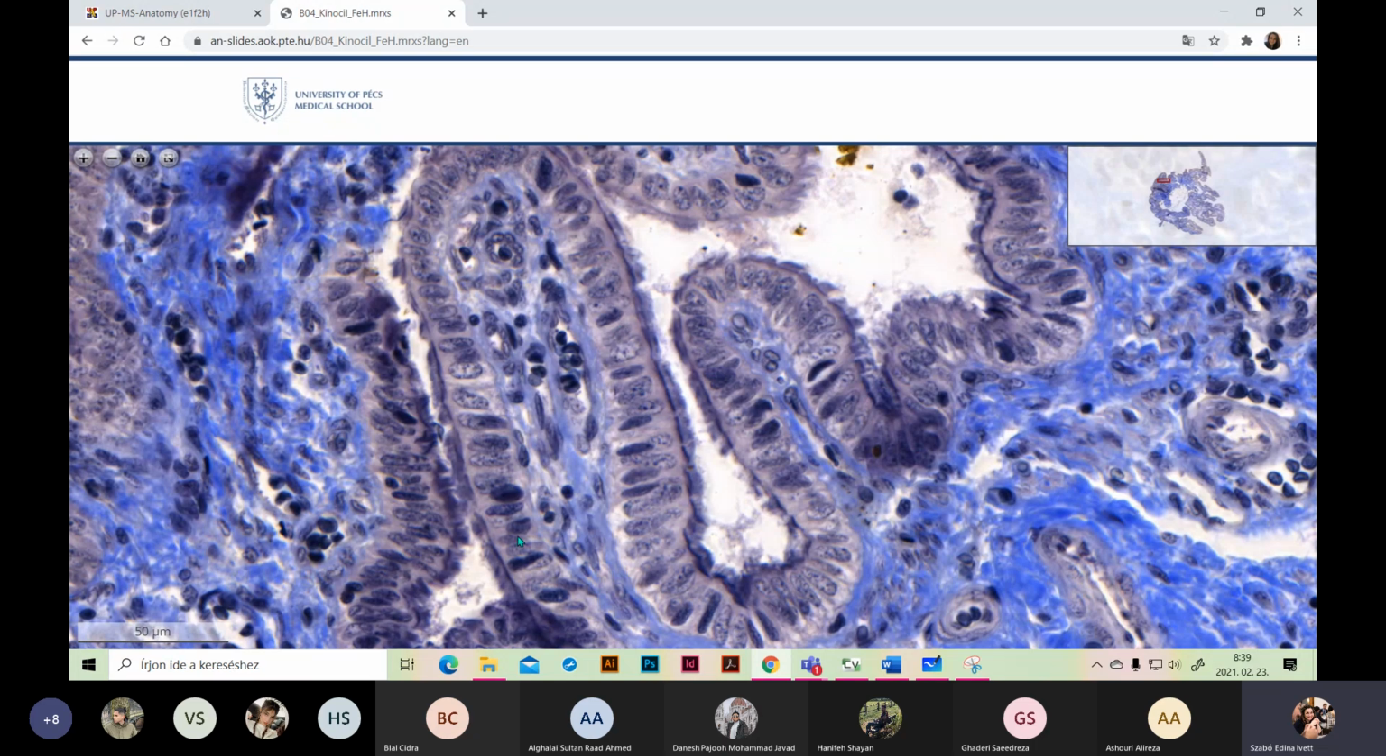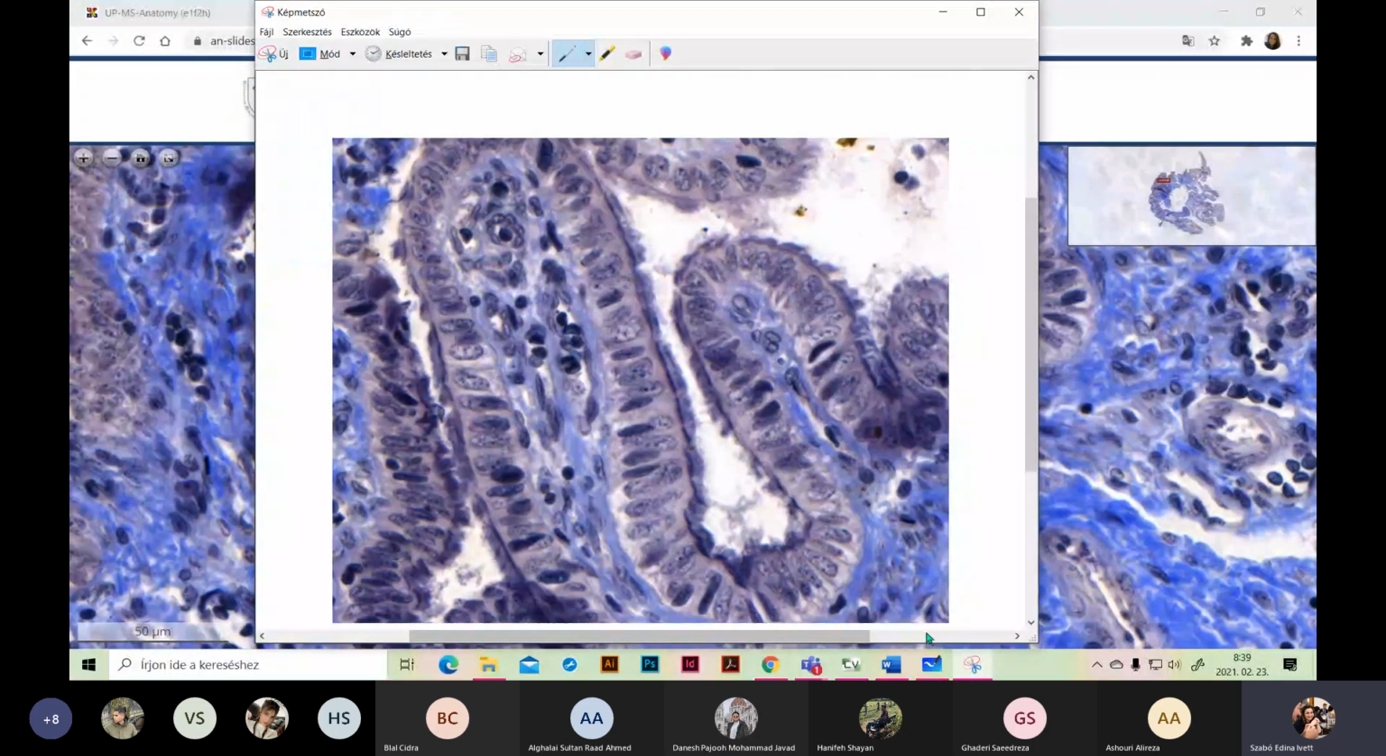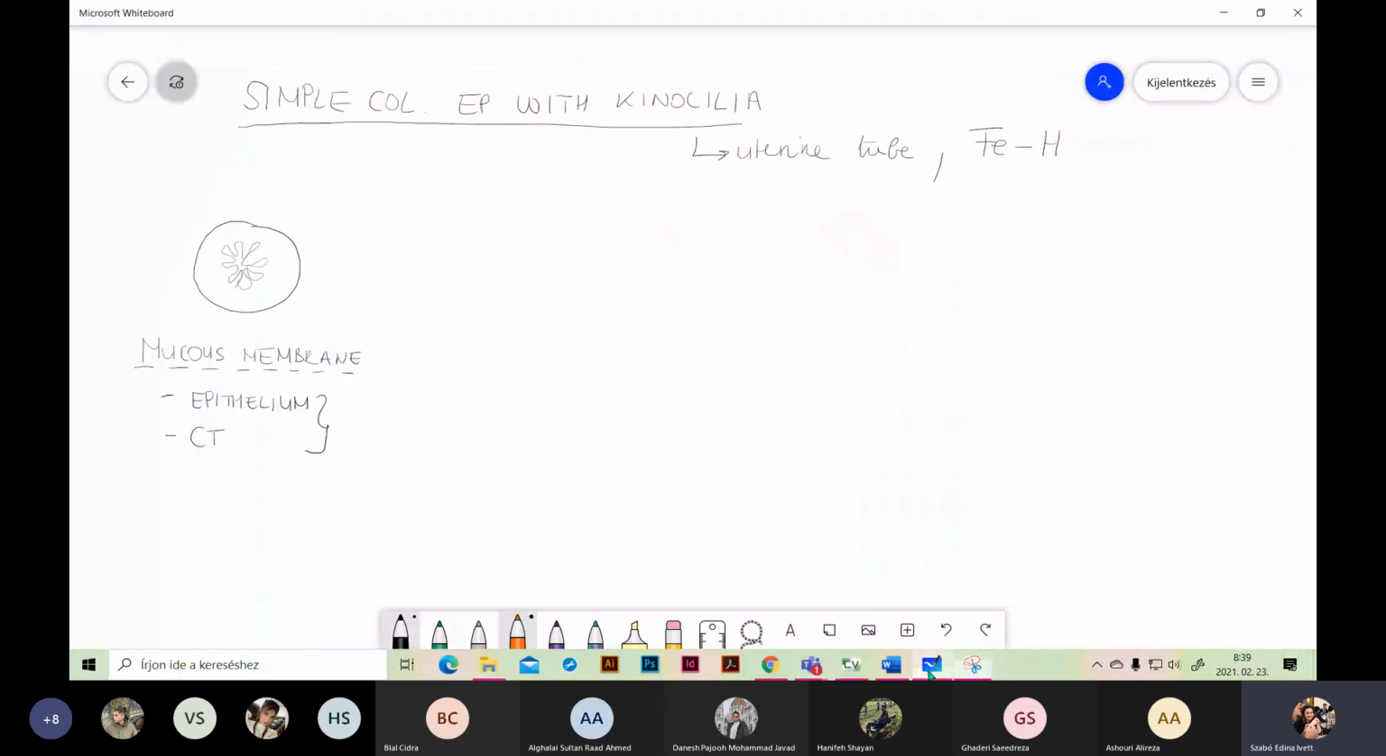If you see this part of the slide, it's very easy to recognize. I guess it is stratified. Sorry? Stratified? No, it's not stratified. Because of too many nuclei? It's a simple epithelium. I take a photo of this and I'm drawing the cells.